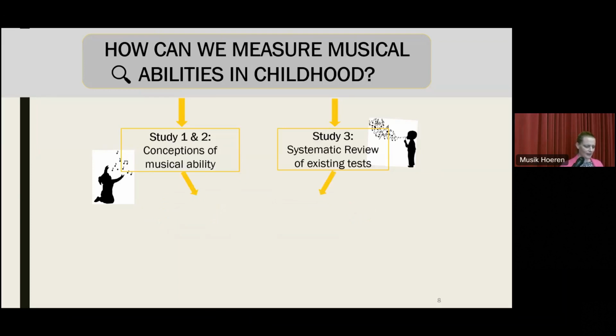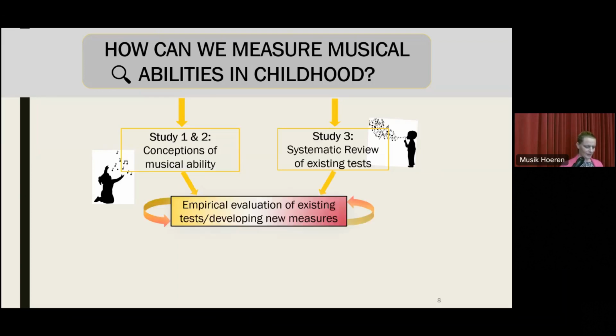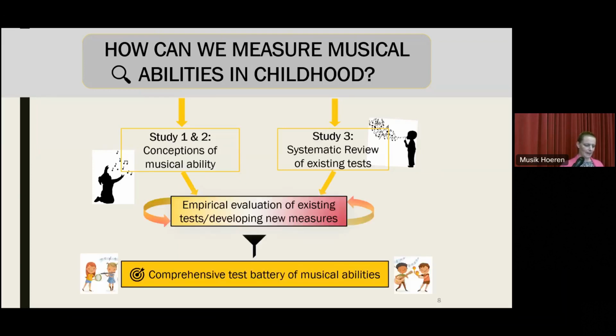So today I'm going to present you two studies that I'm currently working on. One is about the conceptions of musical ability, and the other one is a systematic review of existing tests of musical abilities in childhood. With the results of these studies, we would like to empirically evaluate existing tests and also to develop new measures if the existing tests don't fully cover our conception. As a final result, we will hopefully have developed a comprehensive test battery of musical abilities.